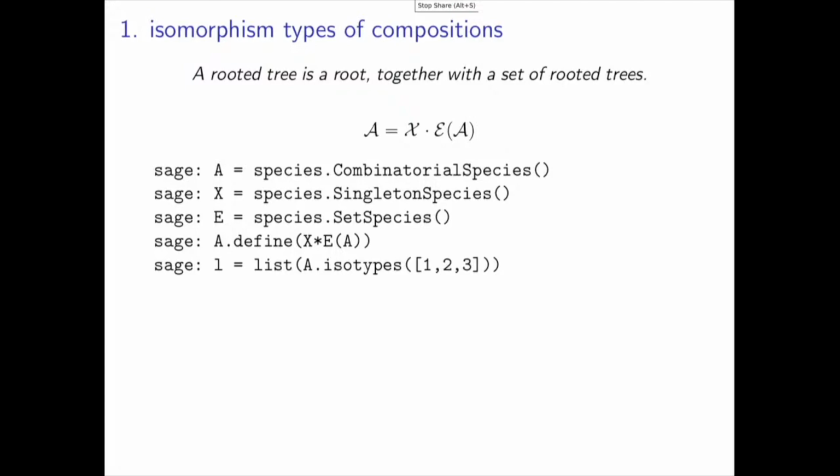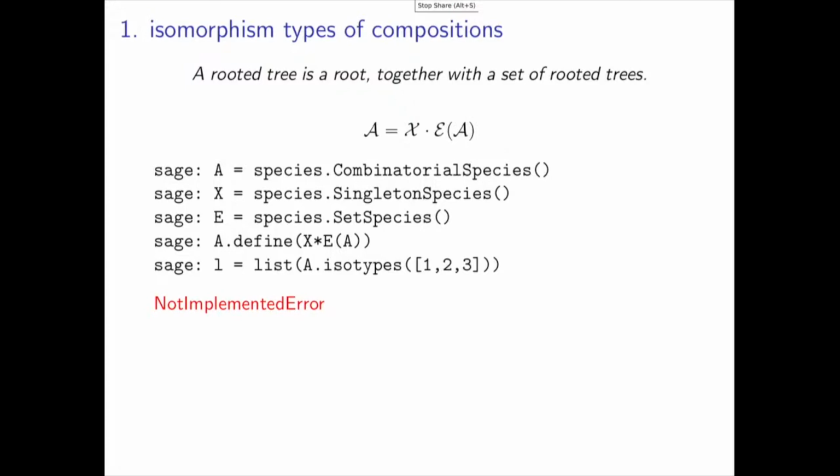So a rooted tree is a root together with a set of rooted trees. We had this before. And in general, we had A dot structures to give you all the F structures. And we have dot isotypes to give you representatives of the structures for the isotypes, for the isomorphism types. So it would be very interesting to have the isomorphism types for rooted trees, because these are the interesting numbers, the more interesting numbers. But boom, it's not implemented.